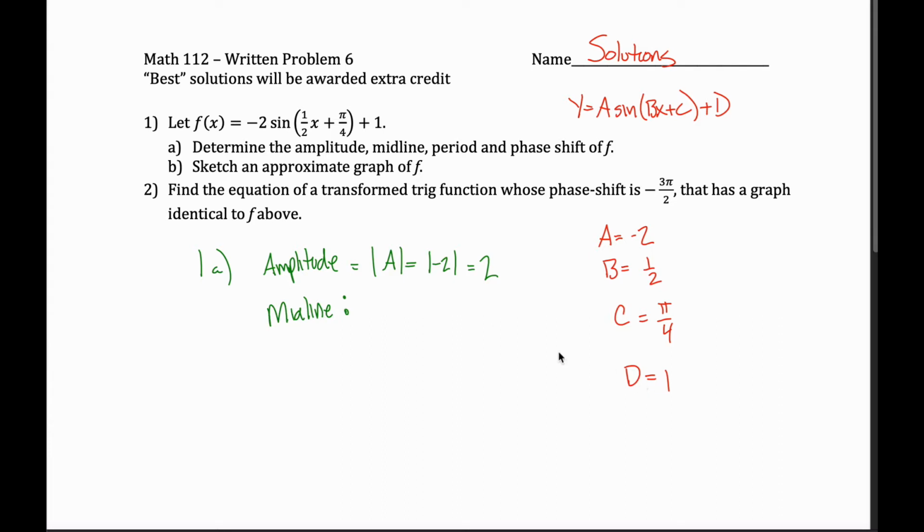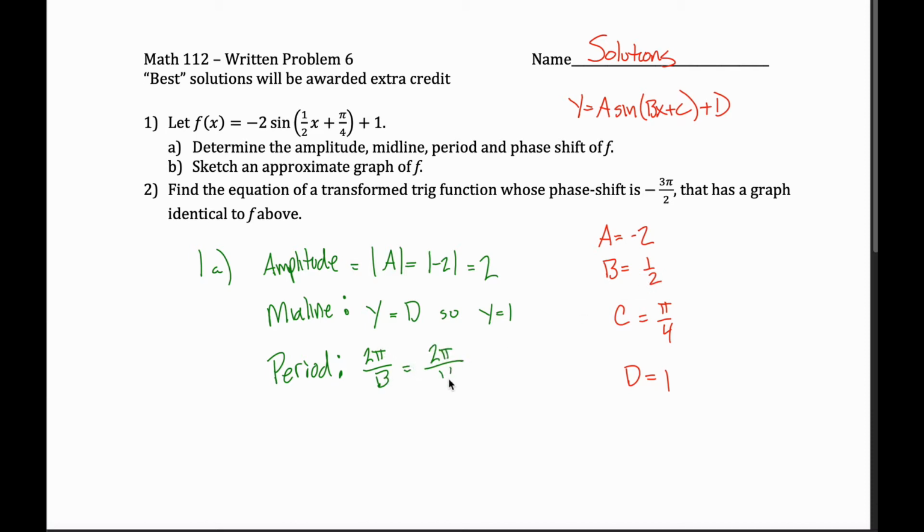The midline is always just d, or technically speaking, the equation of the line is y equals d. So technically y equals 1, although you could just say 1 and we're good. The period is always 2 pi divided by the absolute value, technically speaking, of b, although I've told you b will always be positive numbers, so you can just do 2 pi over b if you want.